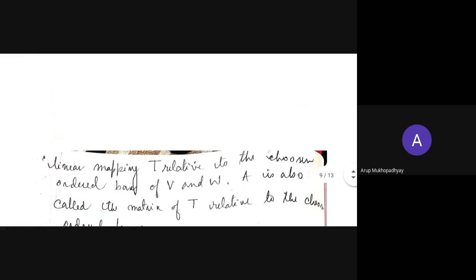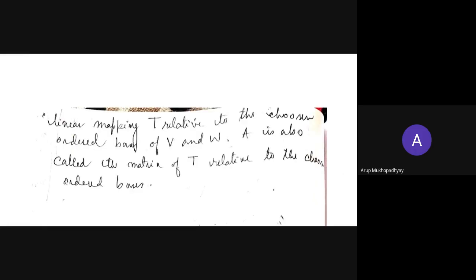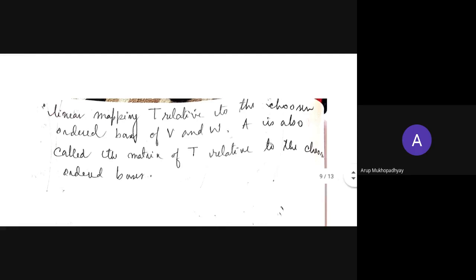So now I have given the representation of the matrix, that is A equal to a11, a12, dot, a1n, similarly going on, am1, am2, dot, amn. This is the matrix associated with the linear mapping T relative to the chosen ordered bases of V and W. A is also called the matrix of T relative to the chosen ordered bases. So this is the matrix representation of the linear mapping, the linear transformation. So I have given this description.